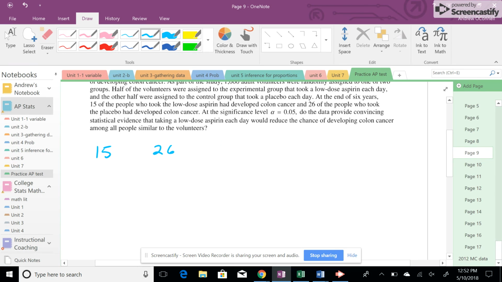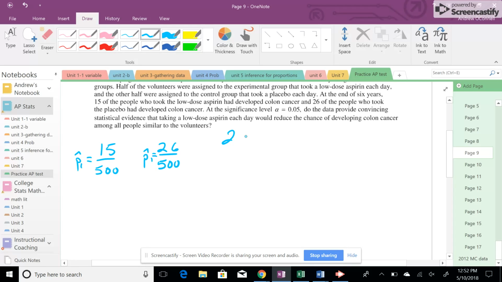Why is it a Z test? Because we can make this 15 out of 500 and 26 out of 500. Those are going to be p-hat 1 and p-hat 2. It didn't explicitly say means or averages, which is going to make me think that it's a Z test. So, 2-prop Z test.